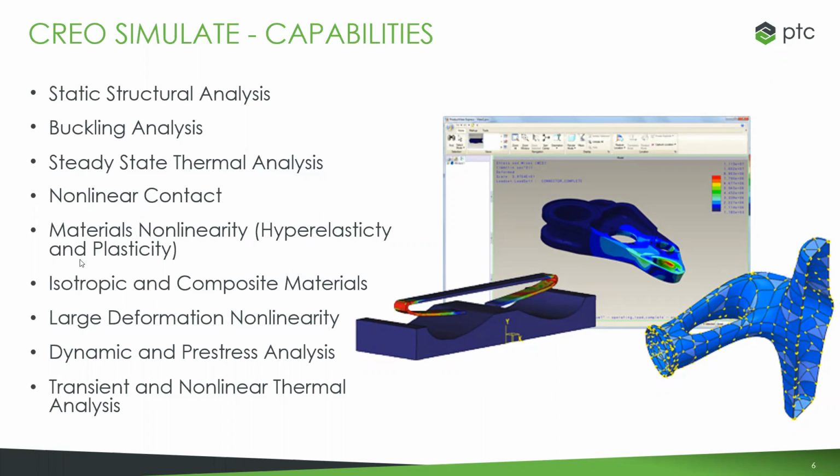Really, the line starts basically after steady state thermal analysis. So everything below steady state thermal analysis is going to be where Creo Simulate Advanced comes in. If you're doing nonlinear contacts, isotropic and composite materials, dynamic and pre-stress analysis, nonlinear thermal analysis, all of that is Creo Simulate Advanced. So for basic things, you'll be fine with Creo Simulate. If you really want to get into the nitty-gritty and do those, to be frank, more complex types of analysis, you'll want to go with Creo Simulate Advanced.